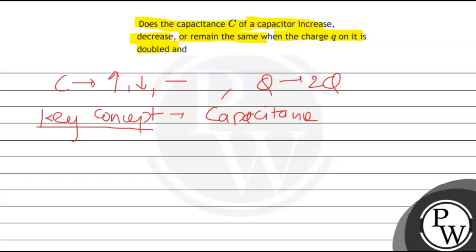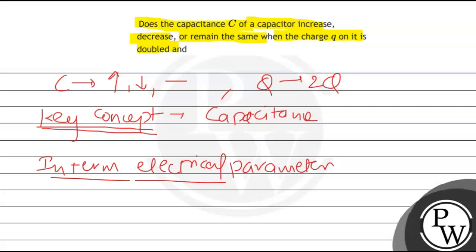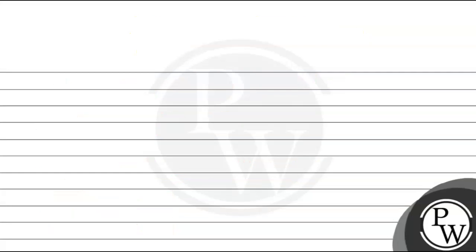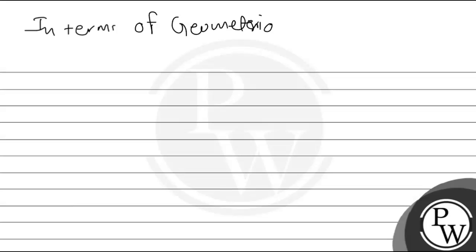Before we could answer this question, let us first define the capacitance in terms of electrical parameters. In terms of electrical parameters, capacitance is the charge per unit voltage stored between the plates of the capacitor. And now let us define the capacitance in terms of geometrical parameters.